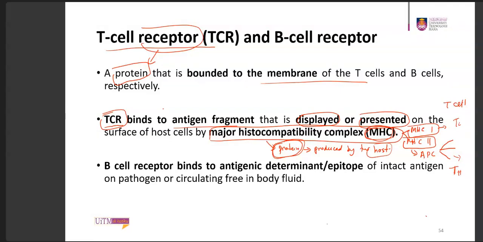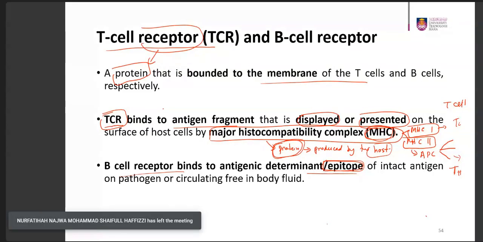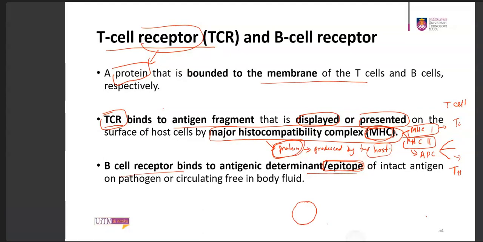Okay. So the B cell receptor binds to an antigenic determinant or epitope. You have to know this term, epitope, of an intact antigen on a pathogen or circulating freely in body fluid. So for example, you have a virus. For example, on the surface of a virus there is an antigen molecule.